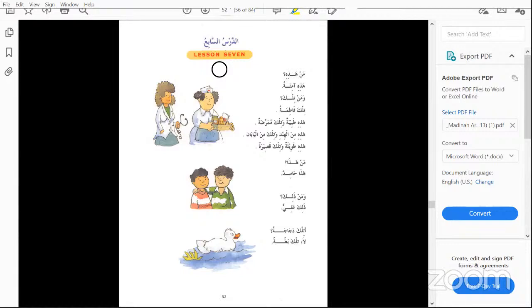هذه من الهند وتلك من اليابان. This is from India and that is from Japan. هذه طويلة وتلك قصيرة. This is a tall person and that is a short person.